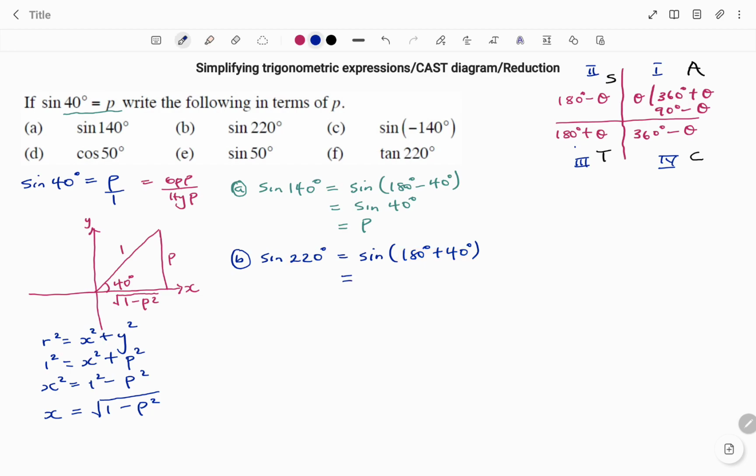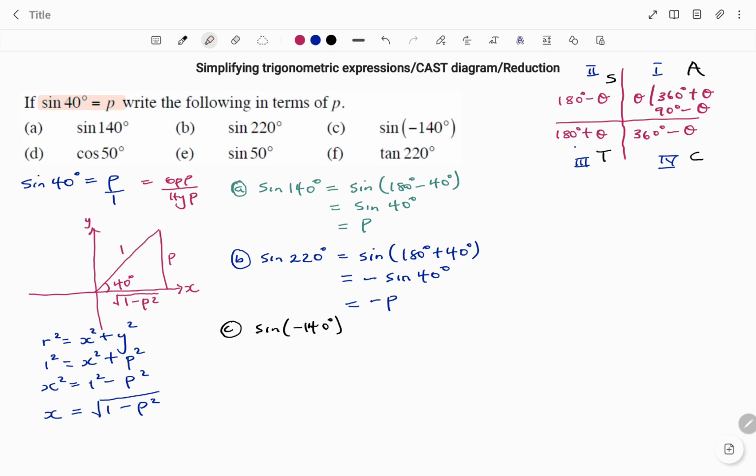However, because it's located in the third quadrant, the value of sine is negative. So reducing, this will give me minus sine 40 degrees, which is equal to, we've been told that sine 40 degrees is P, as shown in the question. So that will be equal to minus P. The C part of the question says, find sine minus 140 degrees.